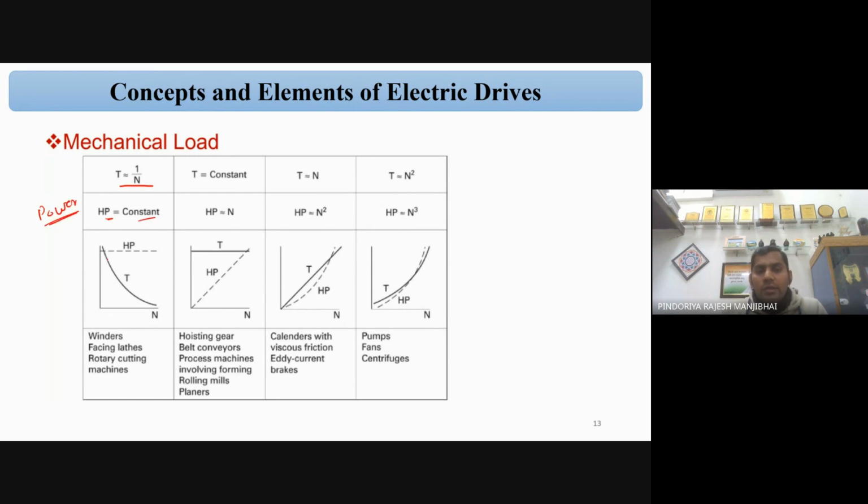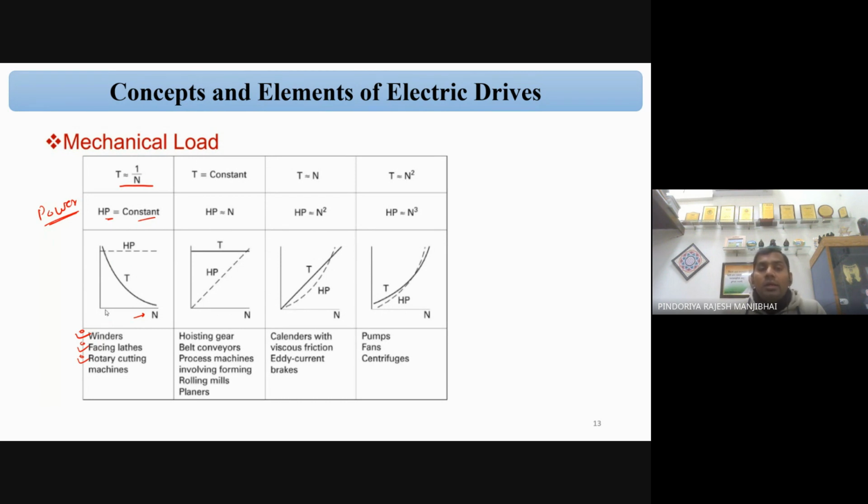On the y-axis there is torque, on the x-axis there is speed. So this is the characteristic for torque inversely proportional to the speed. Where can we use this type of characteristic, what are the applications? Winders, facing lathes, rotary cutting machines. These are a few examples where we can use this type of characteristic.